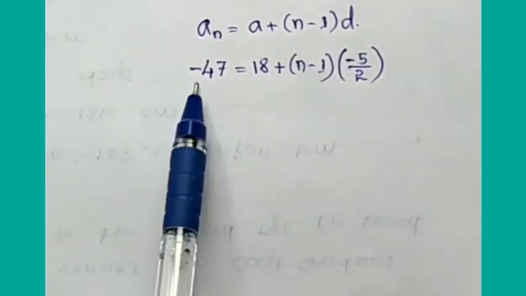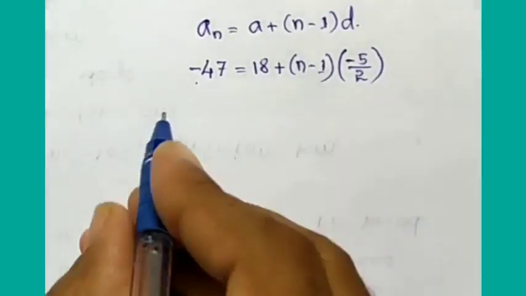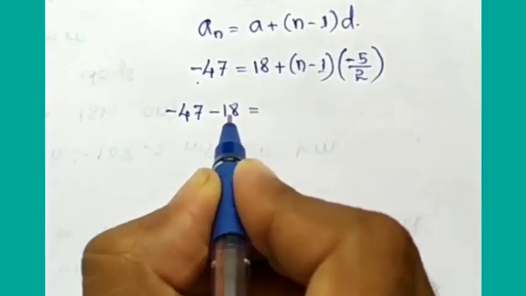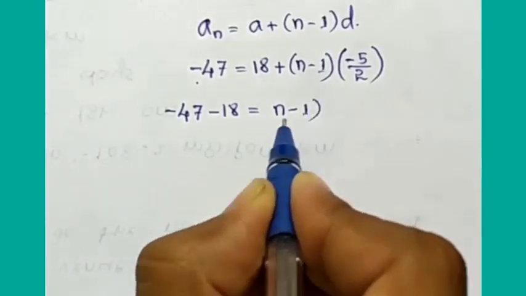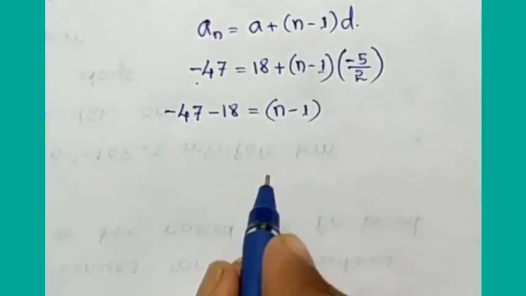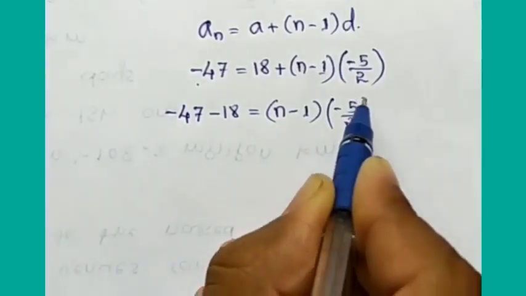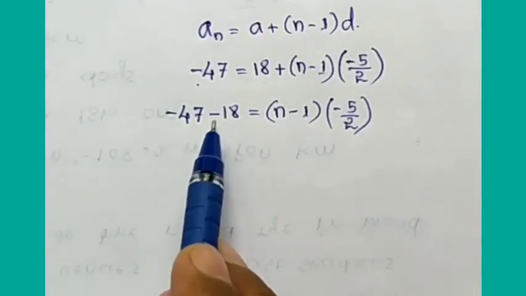So here minus 47 is there. I will take this 18 to the left side. It becomes minus 47 minus 18 is equal to, and whatever is kept on the right, write it like that only: n minus 1 into, in brackets, minus 5 by 2. Okay, so here minus 47 minus 18.